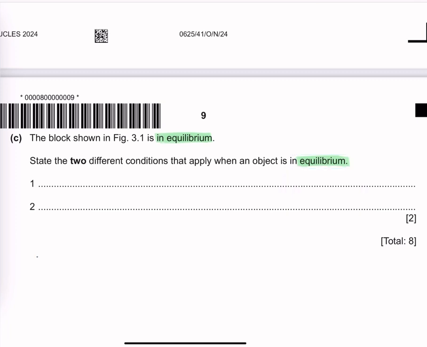So here we have to write the 2 conditions, that is the resultant force must be 0 and the resultant moment must be 0. This is also a very important question we can see in many of the past papers.